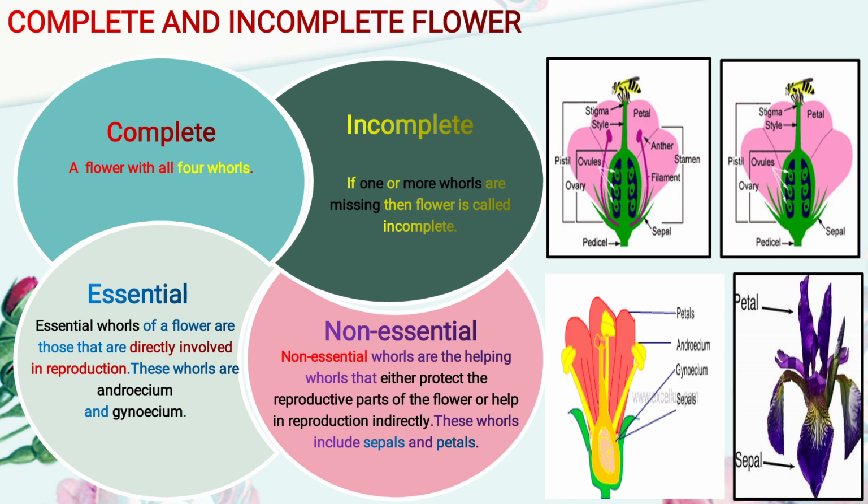Now you see in the figure, all the parts are labeled. Petal is there, androecium is there, gynoecium is there, sepal is there. Now you see non-essential is mentioned. Petals and sepals are non-essential. They are helping in reproduction.